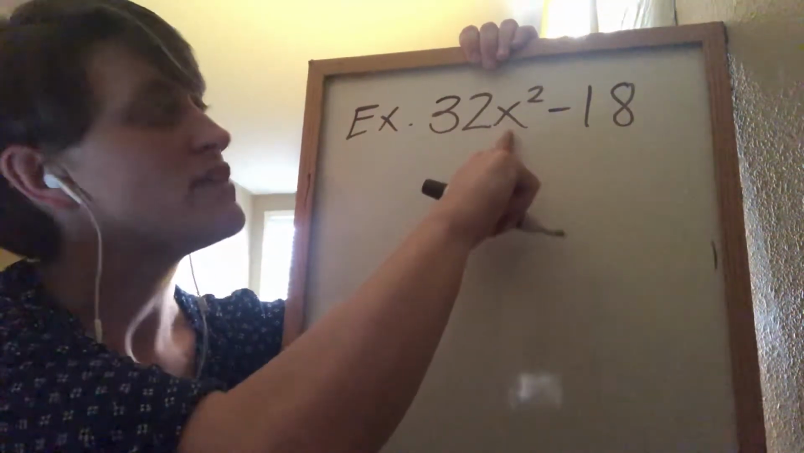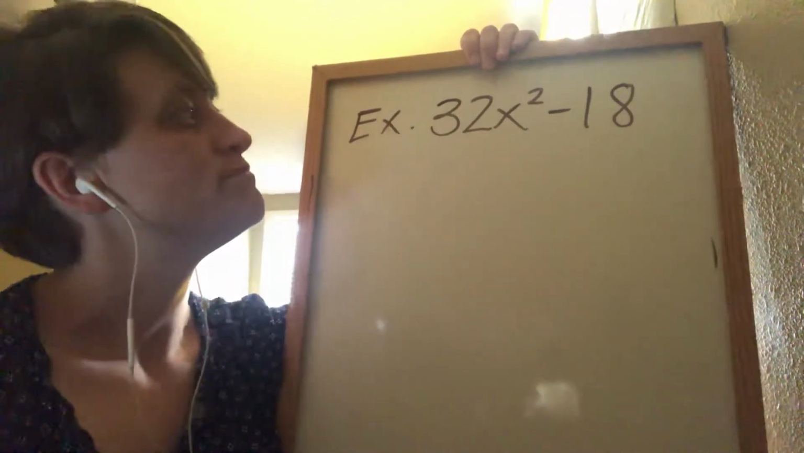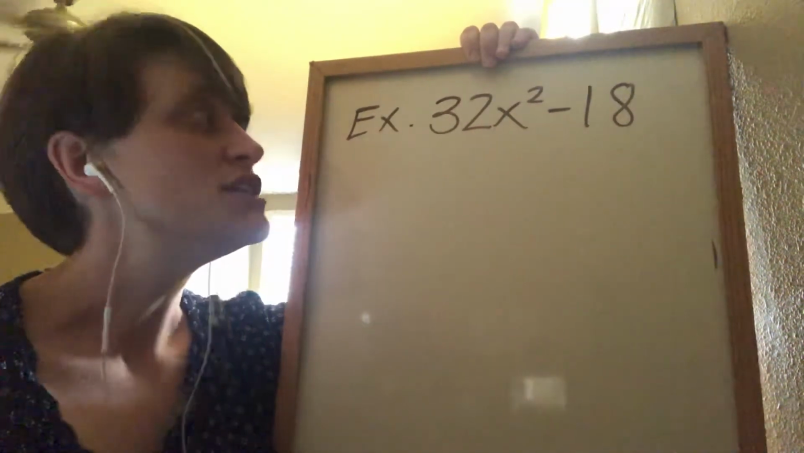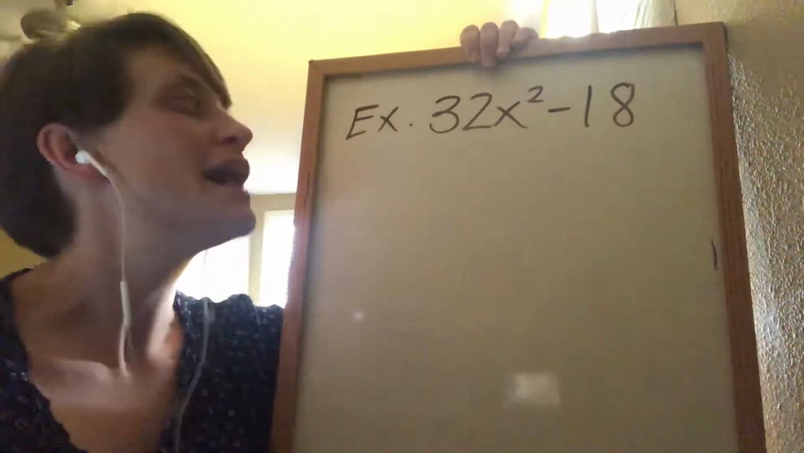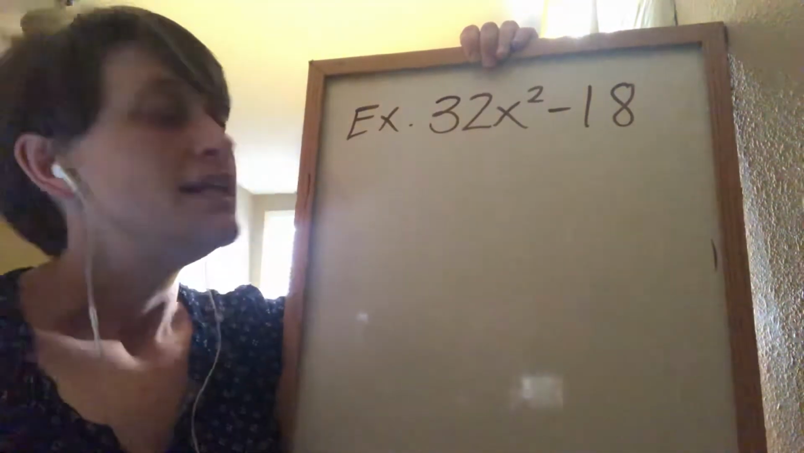Well, we certainly have an x squared here. That part's easy. What about the 32, though? 32 is not a perfect square, meaning we cannot write it as a number squared. Neither is 18.